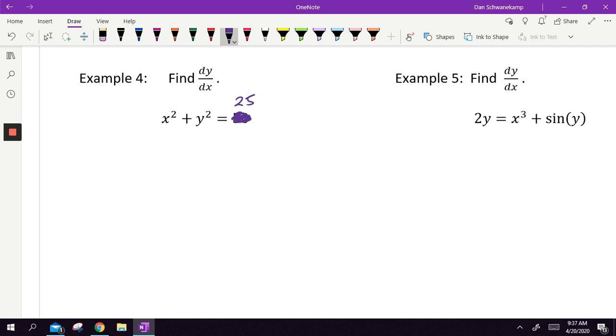Anybody know what this picture is going to look like? Well, this is a circle. X squared plus y squared equals 25 is a circle. 1, 2, 3, 4, 5 in each direction. Boom. That's a circle. You might have forgotten, but that's what it is.